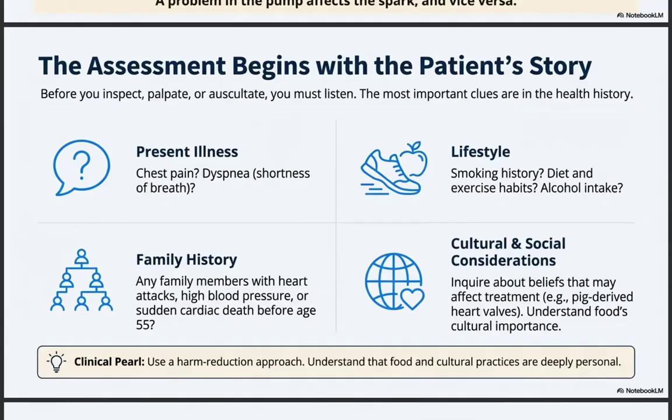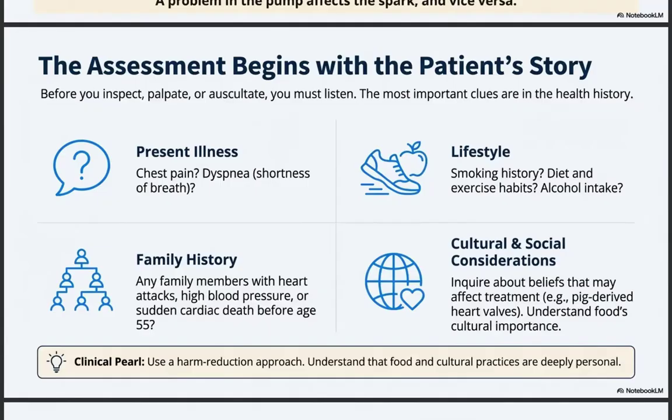Their lifestyle. Do they smoke? Do they exercise? How many alcoholic beverages do they drink? Their family history. Remember, if they have a family history of CAD, hypertension, any cardiovascular things, that increases that patient's risk for cardiovascular issues.